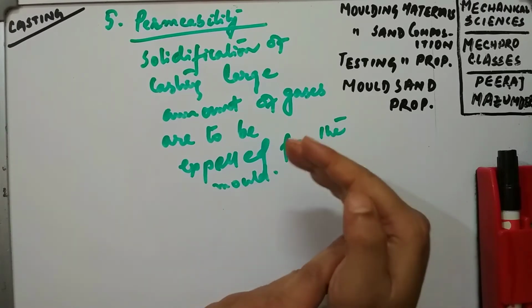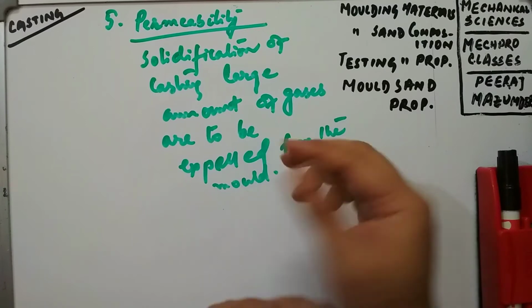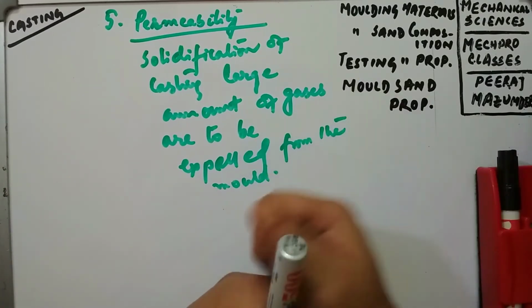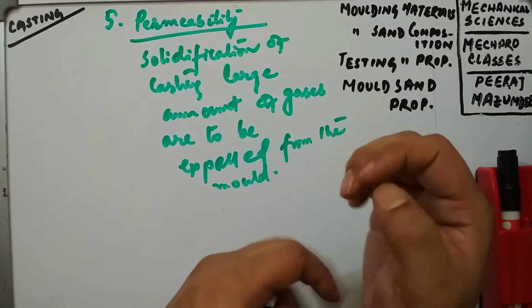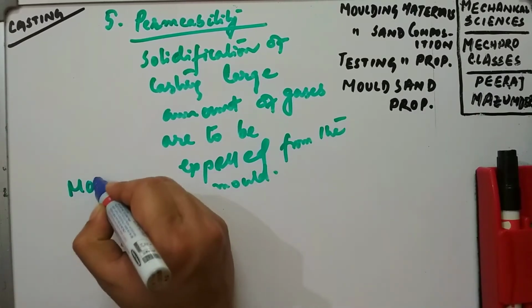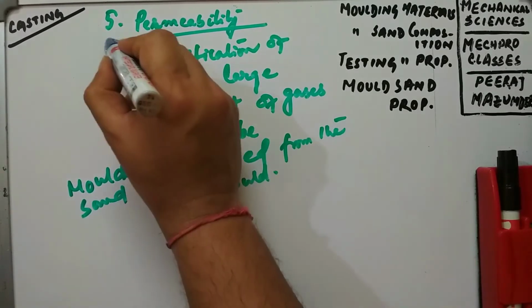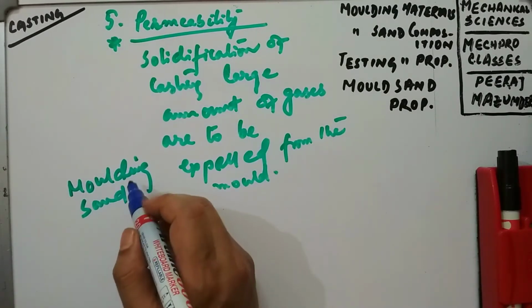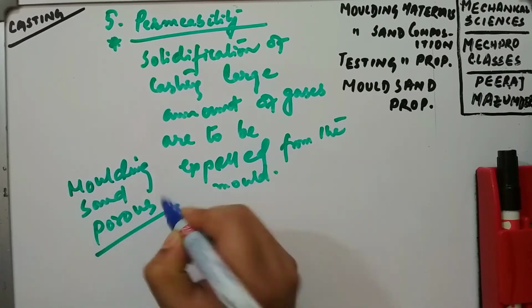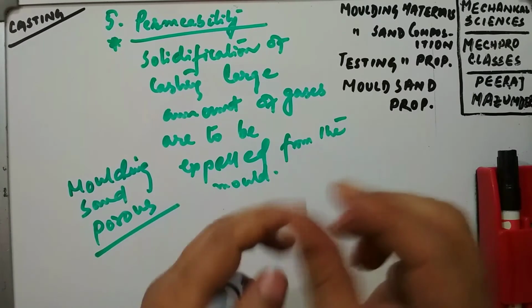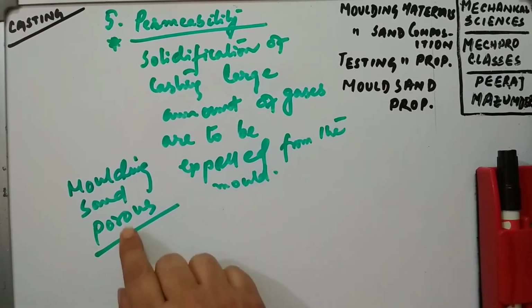Now if these gases are not allowed to escape from the mold, they would be trapped inside the casting and will cause casting defects. The molding sand therefore should be sufficiently porous. Permeability is very important. Molding sand should be sufficiently porous, that is, having intermolecular space to provide escape route for the gases.